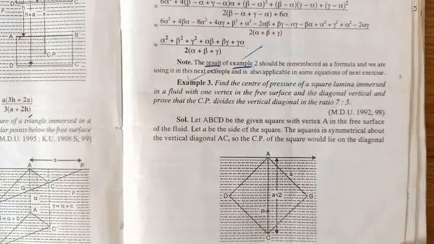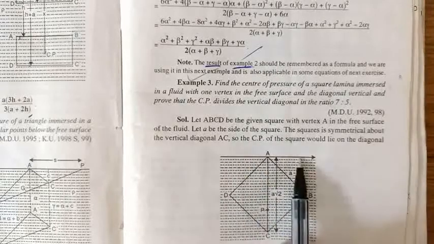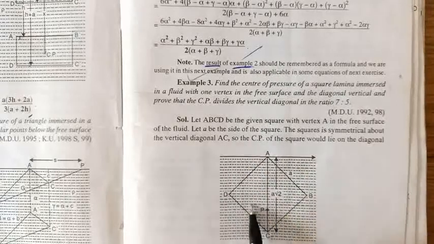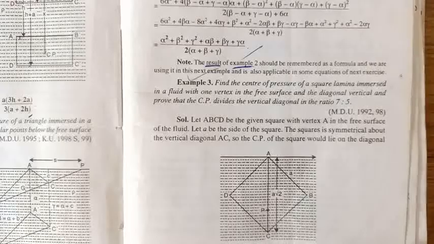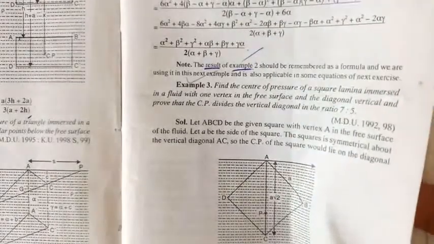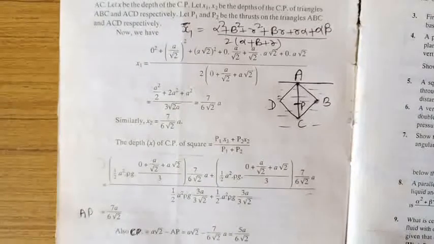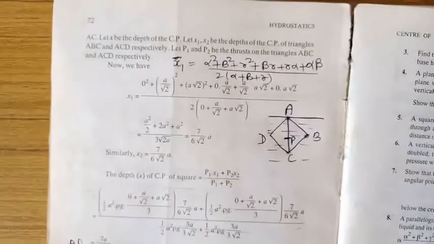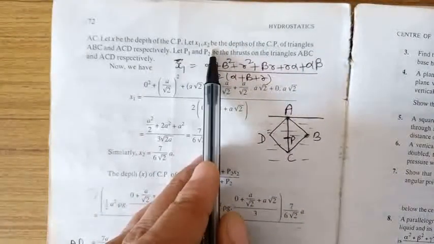And to use that formula, we require the depth of center of pressures of these two triangular areas below the free surface and the thrust on these two triangles. So let us find them one by one and substitute in the formula. So first of all, let us find the depths of center of pressures of these two triangular areas below the free surface. And these depths we have assumed x1 and x2.